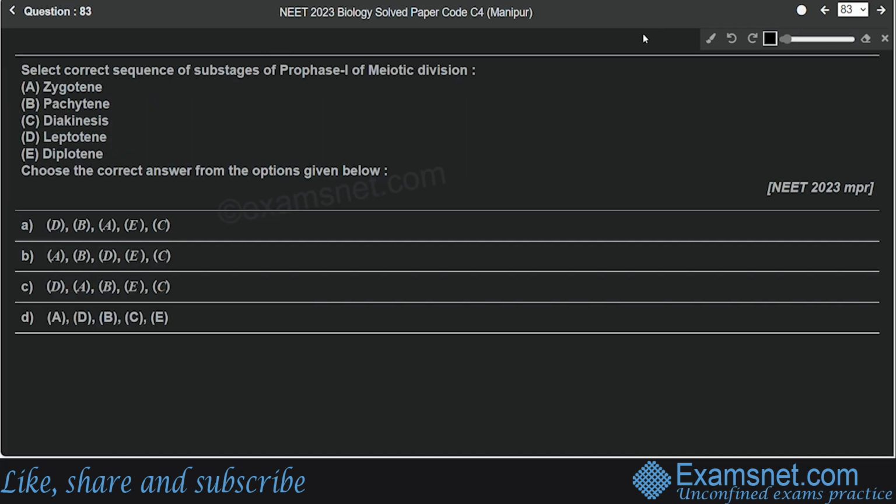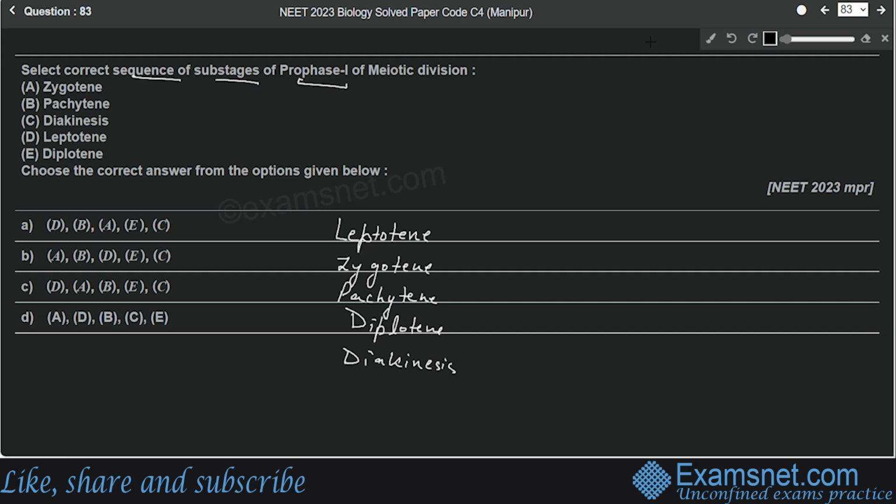Question number 83 is from the chapter Cell Cycle and Cell Division, and the question is select the correct sequence of substages of prophase 1 of meiotic division. So we know that prophase 1 of meiotic division consists of 5 stages. First one is leptotene. Then we have zygotene, then pachytene, then diplotene, and at last we have diakinesis.